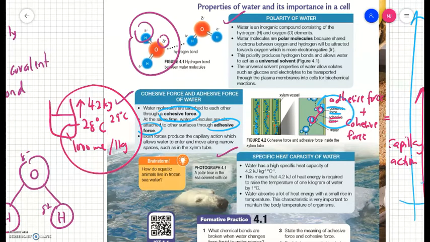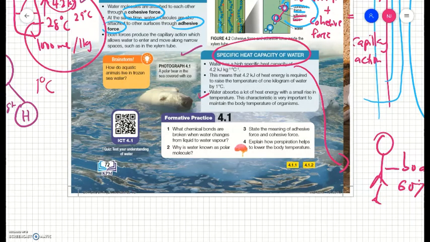Water has a high specific heat capacity, which is 4.2 kilojoule per kilo per degree Celsius. So why is that? Why does water have a high specific heat capacity? Kenapa dia ada tinggi? Every liquid, why does water have a high specific heat capacity?